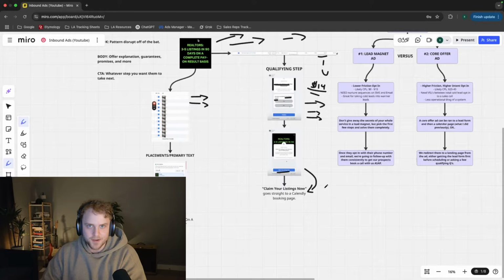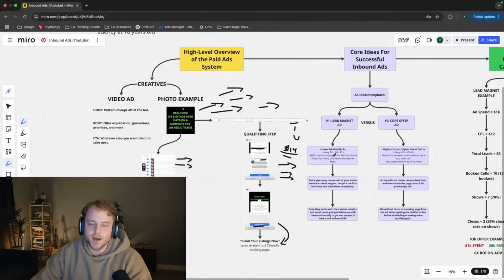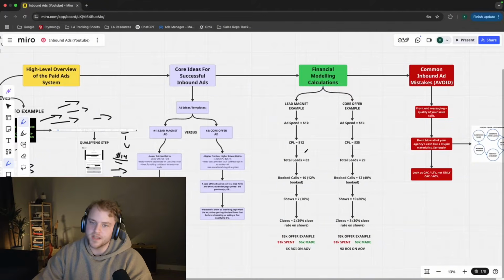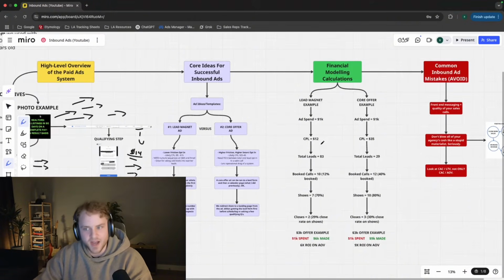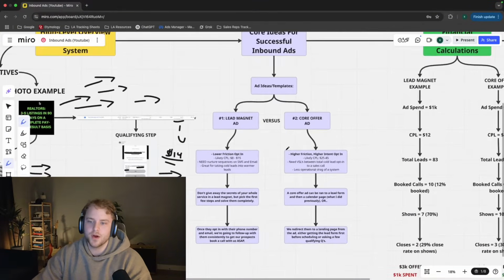If you're setting this up, you can take the inspiration from what I'm doing here and directly apply it to your own agency and make tons of money with it. In terms of the type of offers you can run, the type of ads you can run, and how much money you can make from these, I'm going to walk you through this now.